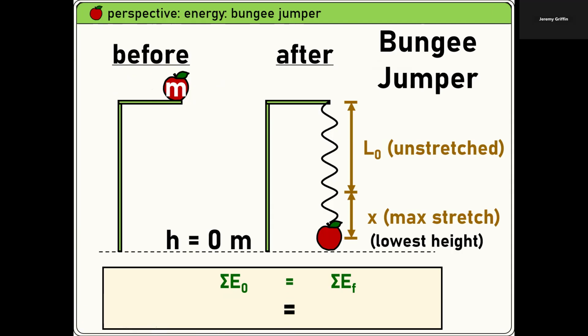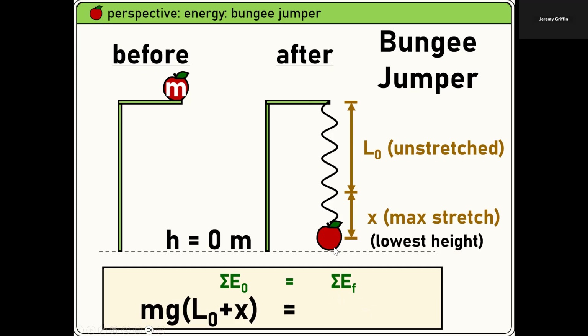And what's the third object? The Earth. Aha, the Earth. That could be a closed system. What type of energy did you put at the very top? MGH, right? And the H here is relative to the lowest point that it would be at if I define the size here. So it could be L plus X, couldn't it?